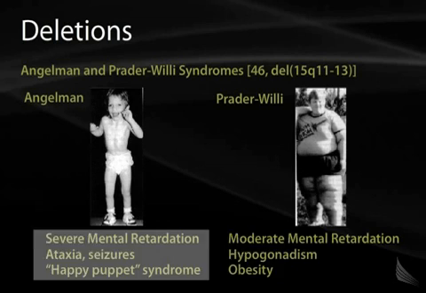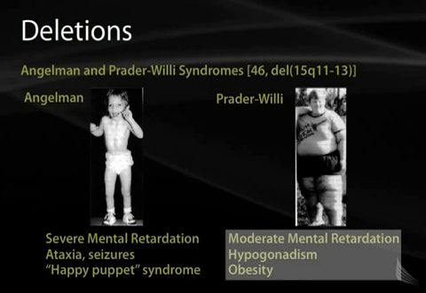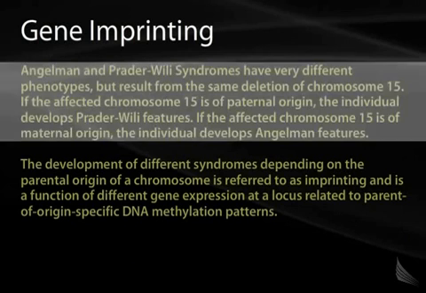Now, Prader-Willi syndrome, on the other hand, moderate mental retardation, not as severe as you see in Angelman syndrome, also marked by hypogonadism and obesity. So, that begs the question. Angelman and Prader-Willi syndromes have very different phenotypes, but result from the same deletion of chromosome 15.